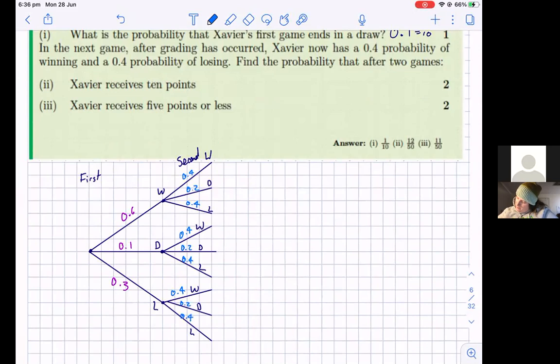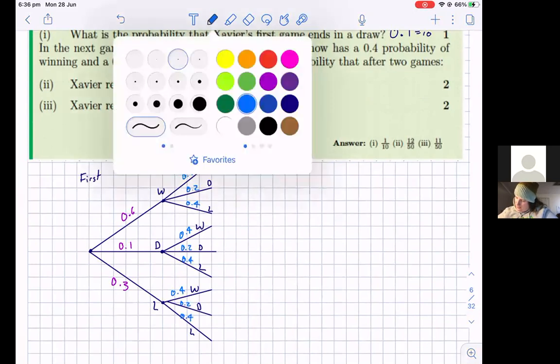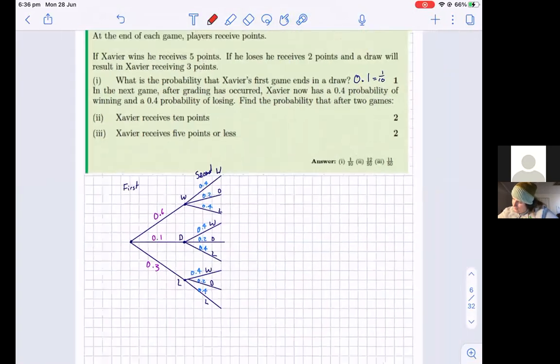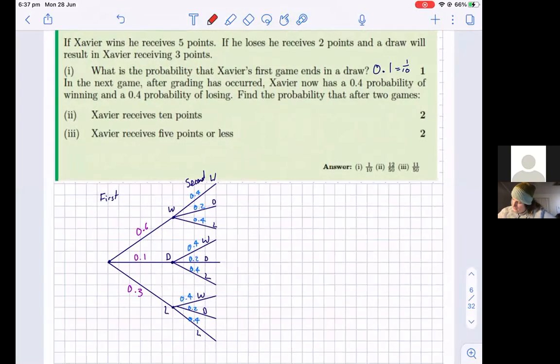Now, this question specifically asks us about the number of points he's getting. So let's add up the points for each outcome. If he wins, he gets 5. If he loses, he gets 2. And if he draws, he gets 3. So a win and a win is 10. A win and a draw is 5 and 3, which is 8. A win and a loss is 5 and 2, which is 7. A draw and a win is 3 and 5, which is 8. Draw and a draw, 3 and 3 is 6. Draw and a loss, 3 and 2 is 5. A loss and a win is 2 and 5, which is 7. Loss and a draw, 2 and 3 is 5. Loss and a loss, 2 and 2 is 4.